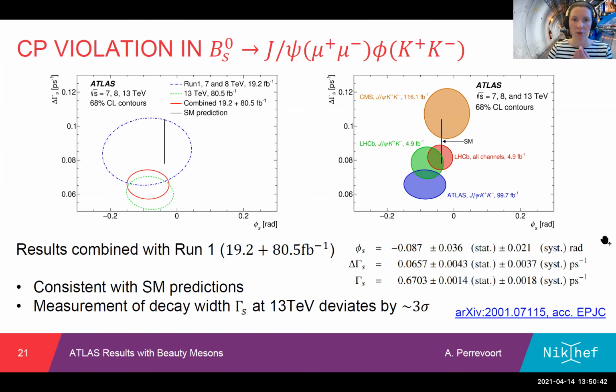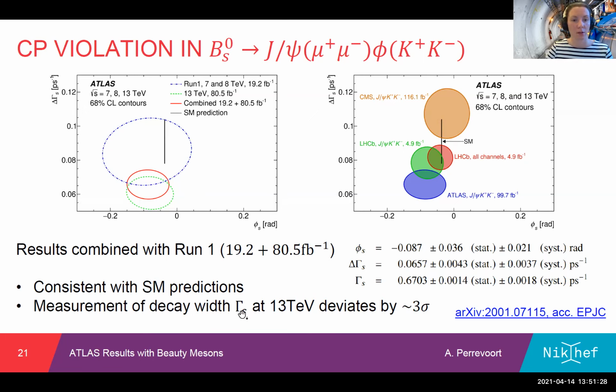On the left-hand side, you see the comparison of the run 1 result in blue to the run 2 result in green and the combination in red, in the plane of the CP violating phase phi s versus the decay width. We see that from run 1, first of all, we have improved our precision quite a bit, but we have also moved a little bit away from the standard model prediction, that is the black rectangle here. This is most obvious in the measurement of the decay width gamma s, that turned out in run 1 to be deviating from standard model by about 3 sigma.